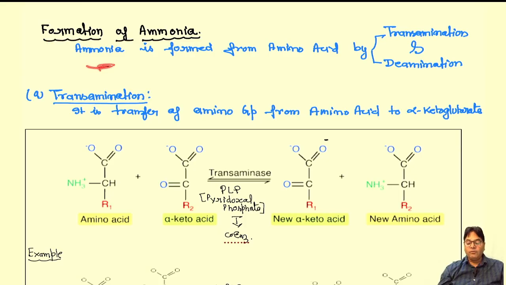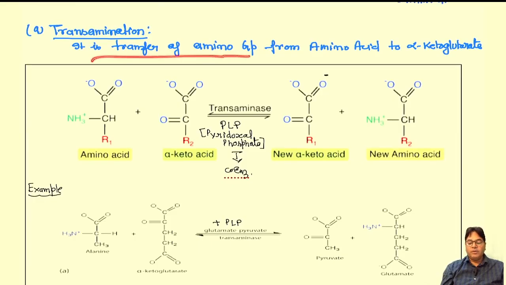So ammonia is formed from the amino acids only by two processes called transamination and deamination. First the transamination occurs, and then the product of the transamination undergoes deamination to form ammonia finally. So these two reactions occur in chains, that is transamination as well as deamination. When we speak of transamination, it is the transfer of amino group, that is the NH3 plus group, from amino acid to a keto acid.